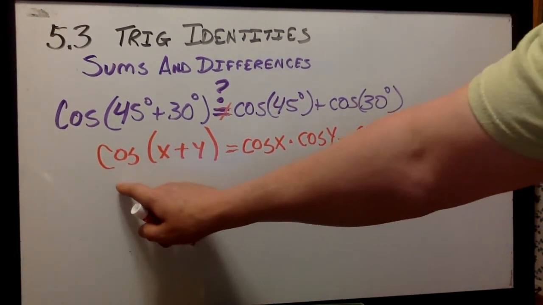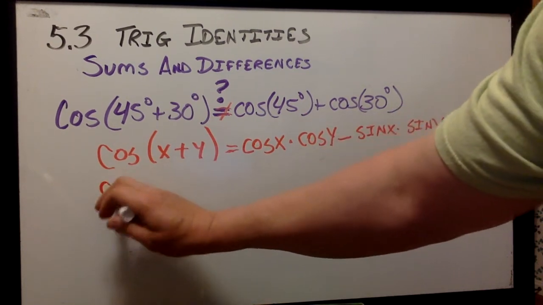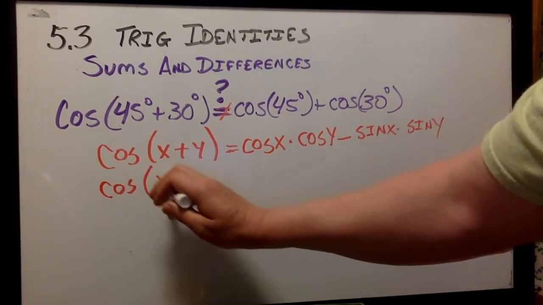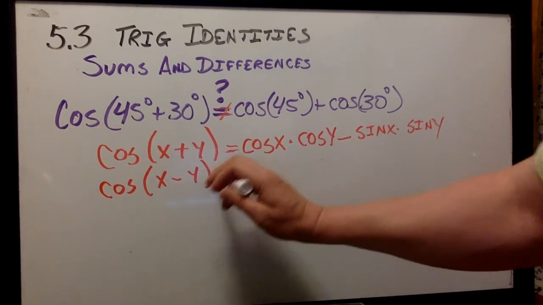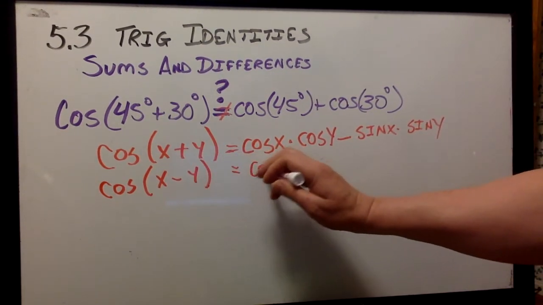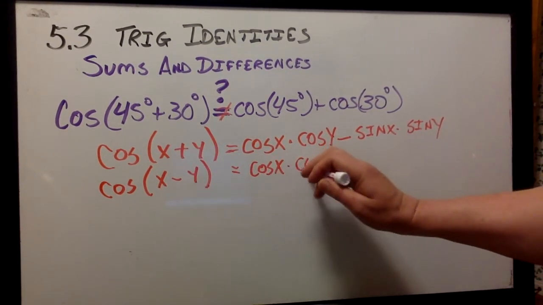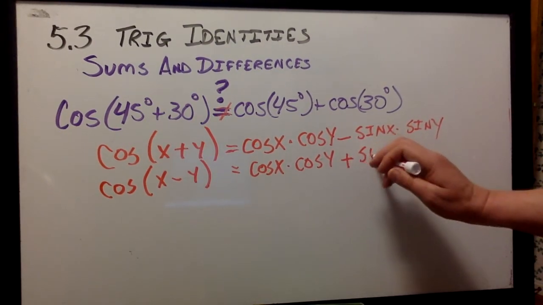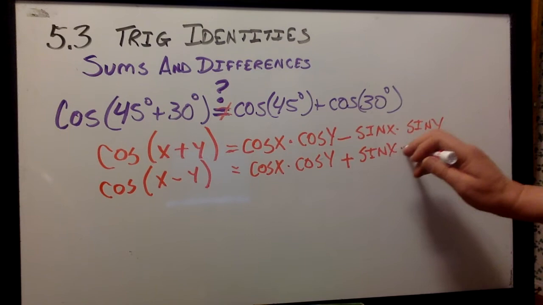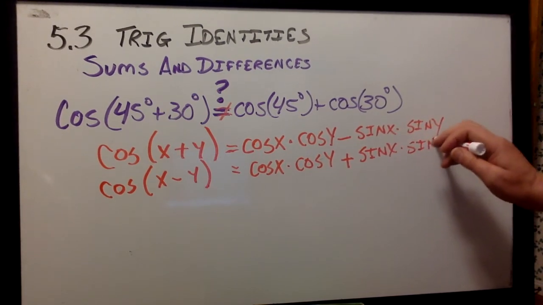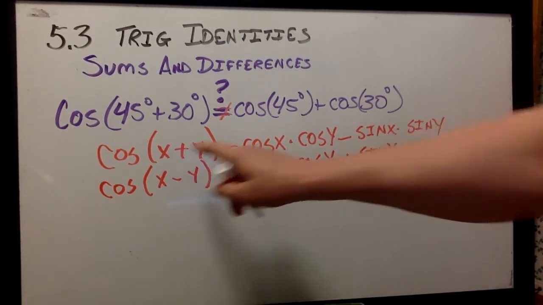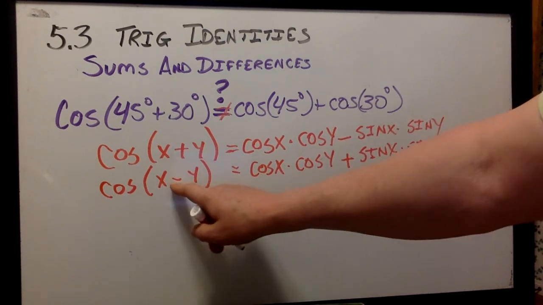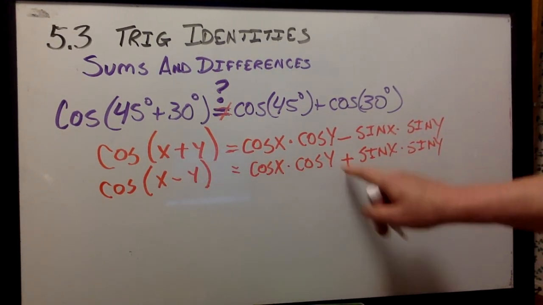You have the difference for cosine. So it's the cosine of x minus y. And that's basically the same thing, cosine x, cosine y, except it's plus there. So it's kind of the opposite. If this is a plus, this is a minus. If this is a minus, this is a plus.